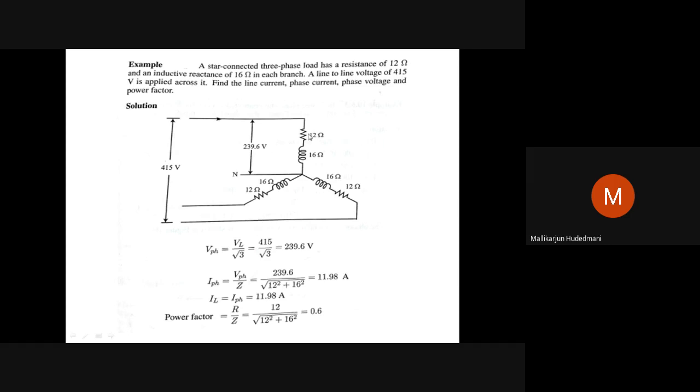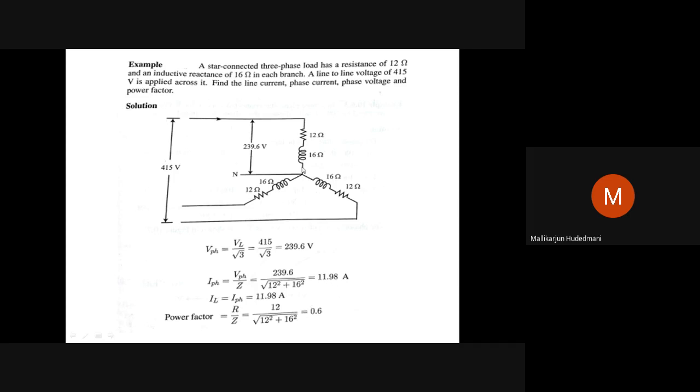When you want the phase current, you have to apply Ohm's law: phase voltage divided by per phase impedance. VPH divided by ZPH gives you IPH. IPH is the same as IL because of star connection. You can see here VPH is VL by root 3, 415 divided by root 3. IPH is VPH divided by impedance, so 239.6 divided by the root of 12 square plus 16 square. That gives the IPH value. Then naturally, because of star connection, IL equals IPH. Then the power factor is what? R by Z ratio. So you get it.